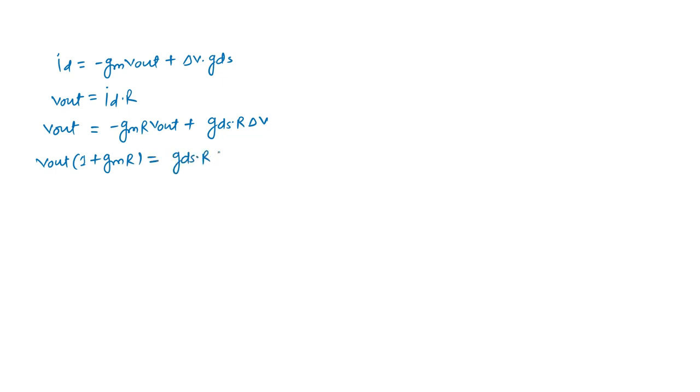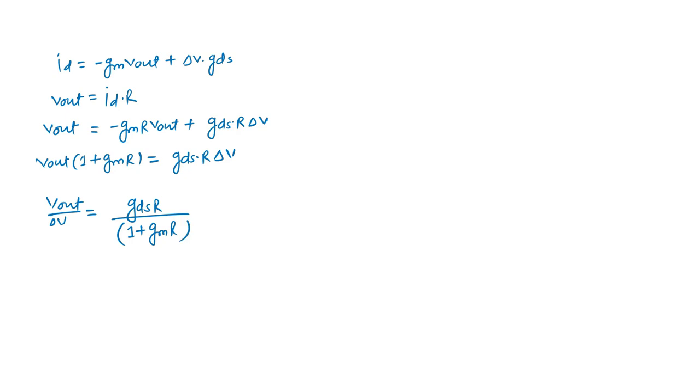So what is my V out? My V out comes to be ID times R. It can be written as minus GM R V out plus GDS R del V. So V out times (1 plus GM R) equals GDS R del V. So what is the gain we are observing from the supply perturbation to the output? It is GDS R by 1 plus GM R.